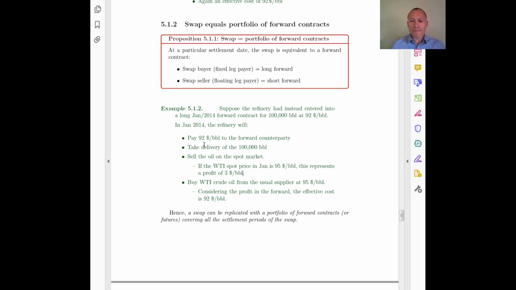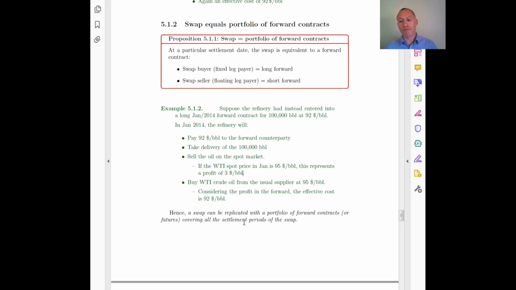And it will buy the oil from the usual supplier at the $95 price that we see now. Considering everything, considering the profit in the forward contract, the effective cost is still the same, 92, as it was before. If the contract had been closed a few hours before expiration, instead of this physical settlement we would have financial settlement, but the final payoff would be exactly the same, $3 per barrel, and therefore the effective cost of the oil would still be the same, $92 per barrel.